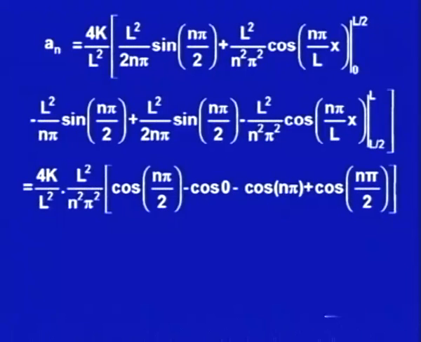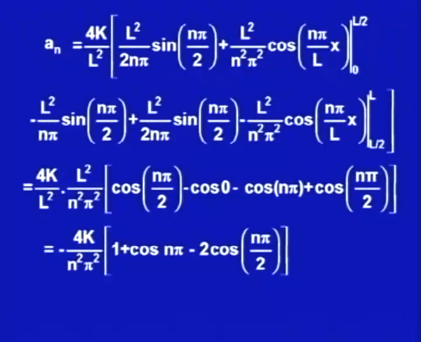which would be 4k upon L square into L square upon n square pi square, since the sin n pi by 2 terms here would cancel out to 0. So, L square upon n square pi square times cos n pi by 2 minus cosine 0 minus cosine n pi plus cosine n pi by 2, which is coming as minus 4k upon n square pi square times 1 plus cos n pi minus 2 times cosine n pi by 2.